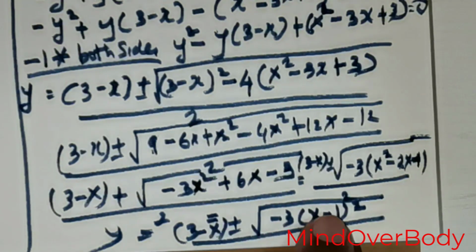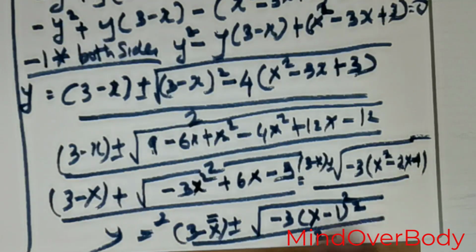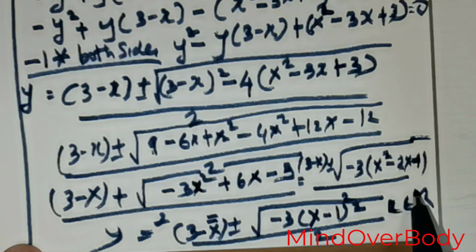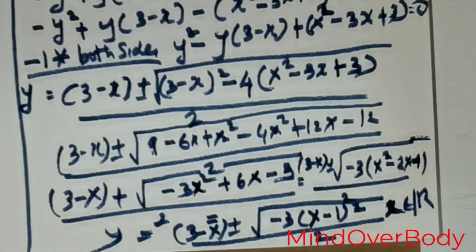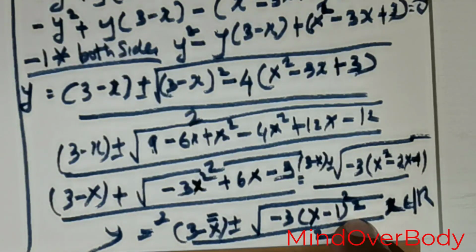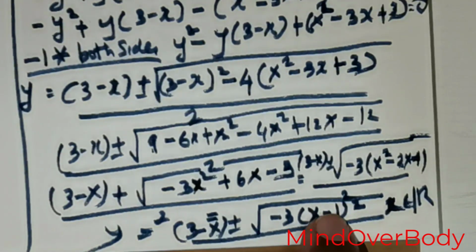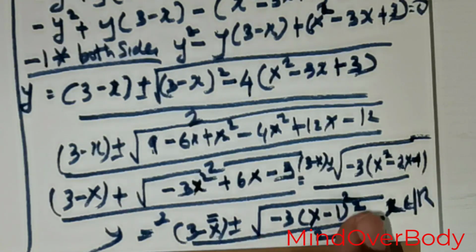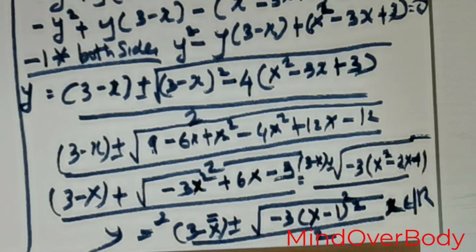Now (x minus 1) raised to the power of 2 is going to be positive, no matter what, for all values of x present in the domain R, right? Because you're squaring it, so this is going to be positive. But when you multiply this positive quantity by negative 3, this is going to become negative.